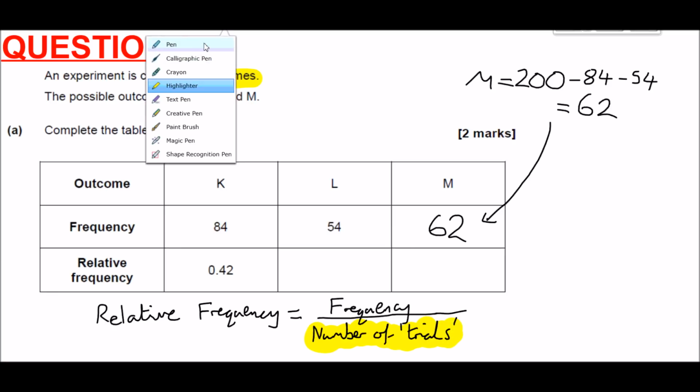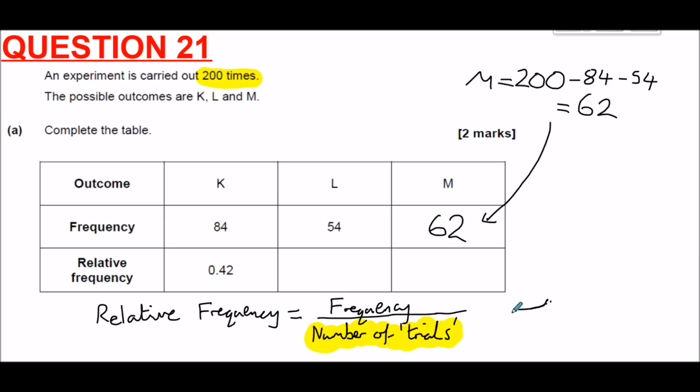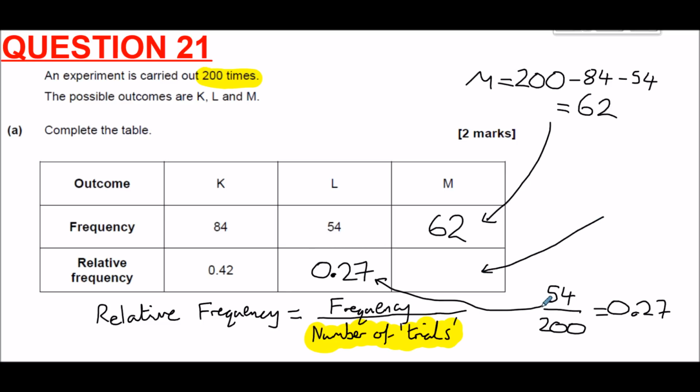And so for the relative frequency of L, that's going to be 54 over 200, which your calculator should tell you is 0.27. And the relative frequency of M is again going to be the frequency of how many times it was an M, 62, again divided by the total number of trials, which is 200. And so the calculator should tell you that's 0.31.